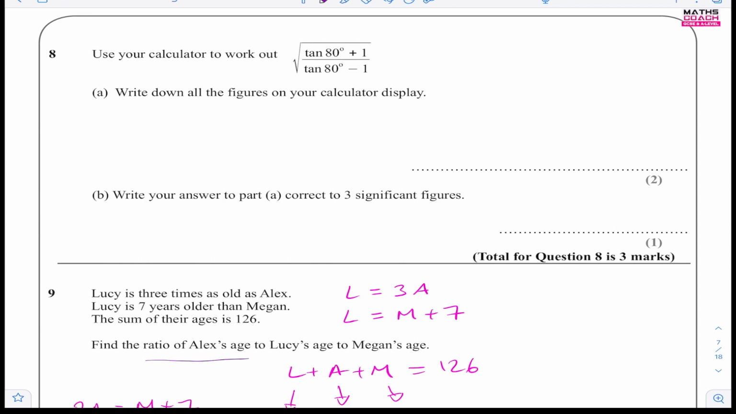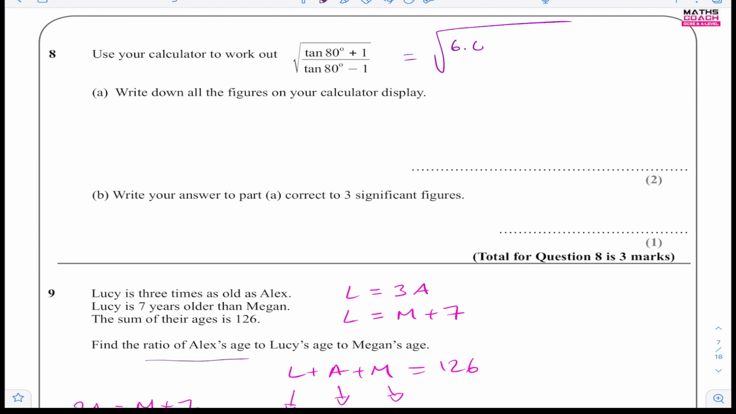Okay, question 8. It says use your calculator to work out that expression. Write down all the figures on your calculator display. Now, good practice for this is to work out everything individually so you don't make any mistakes. So if you work out the top, so you have tan 80 plus 1 on your calculator. Make sure you're in degrees mode as well.